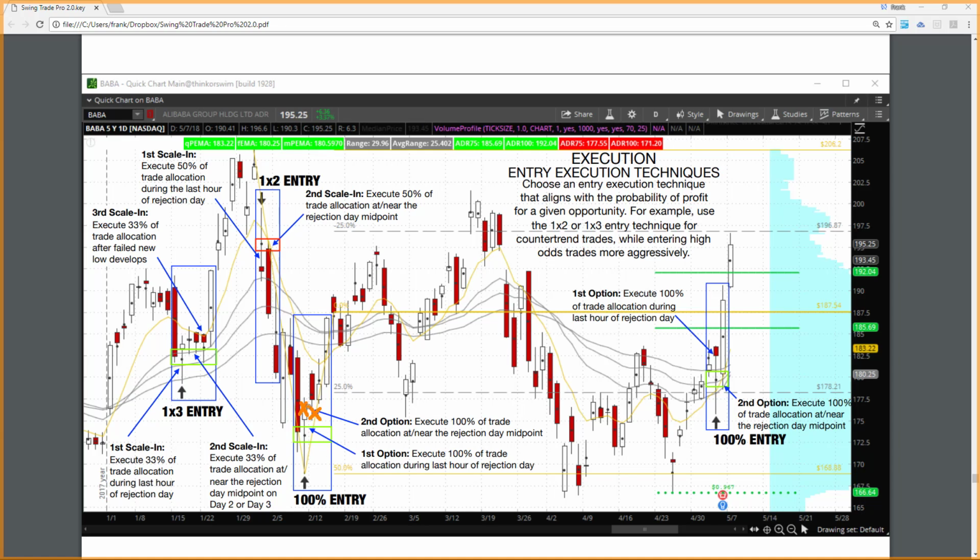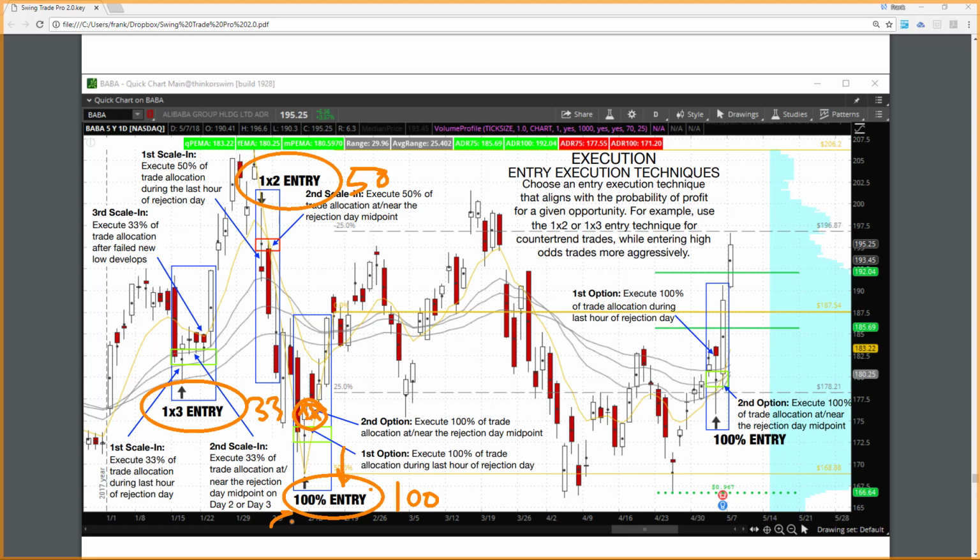And now you would be in either at the end of the day here, or you would be in the next morning, and now you're in 100% of that entry, which means, again, if you are risking 1.5% of allowable trade allocation, right, 1.5% of your core equity, then you would enter the entire 100% on this entry for a 100% entry. So you have the 100% entry, which is basically a 1x1. You have your 1x2 entry and your 1x3. 100% here, you got 50% entry here and 33% entry there.